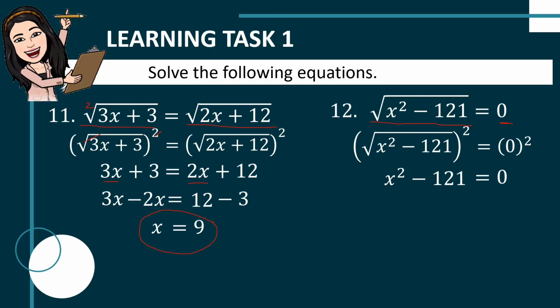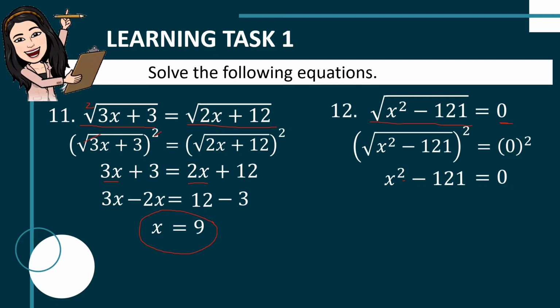Here, ang given natin ay, or ang resulted equation natin ay x squared minus 121 equal to 0. This is an example of quadratic equation kasi naka-raise or naka-degree tayo ng 2.